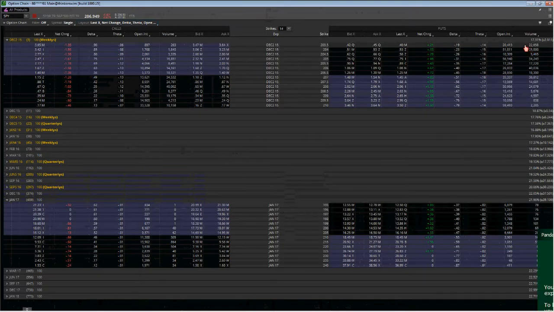Where can that be important for us? Where can those two columns come in really handy to us? The big thing I'd say would be in your position size.